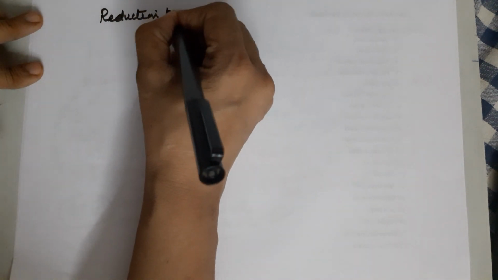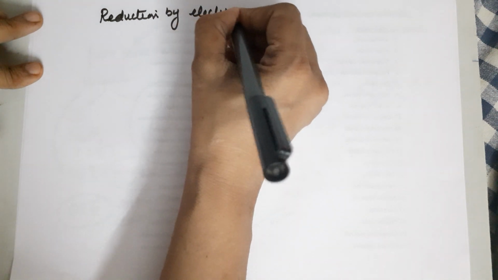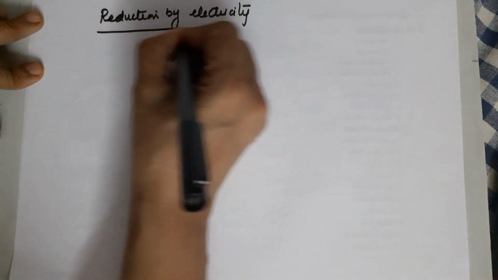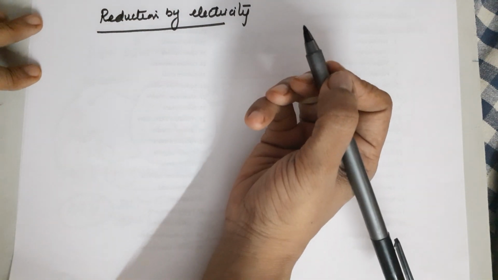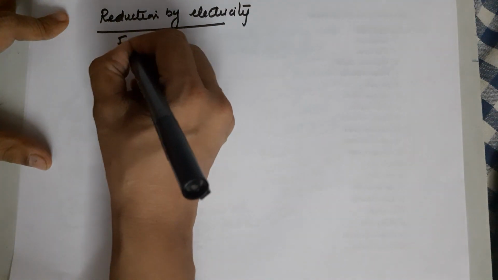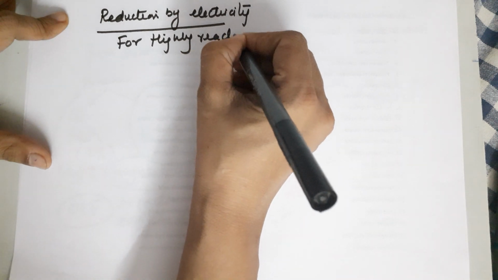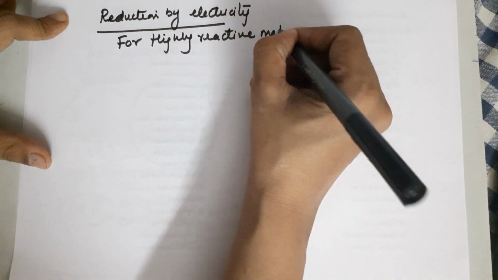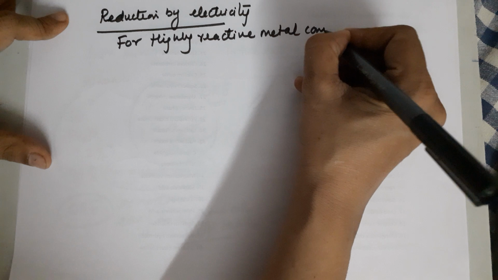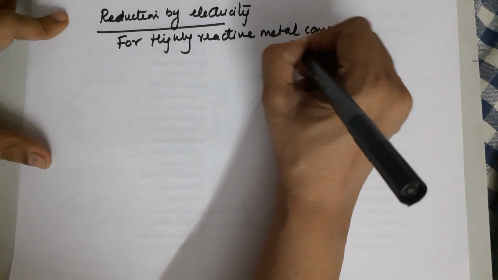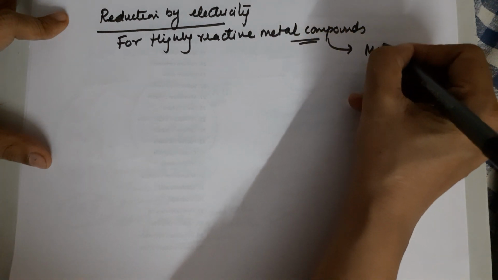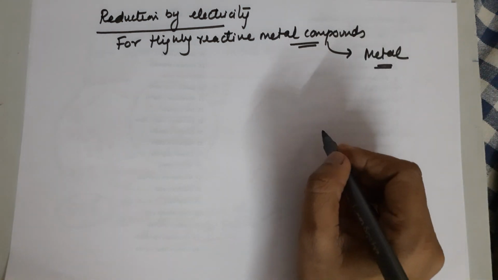Moving on to the last step, which is the third option, which was using reduction by electricity. Now, when would you use reduction by electricity? This method is only used for highly reactive metal compounds, and you directly change it to the metal by passing electricity through it.